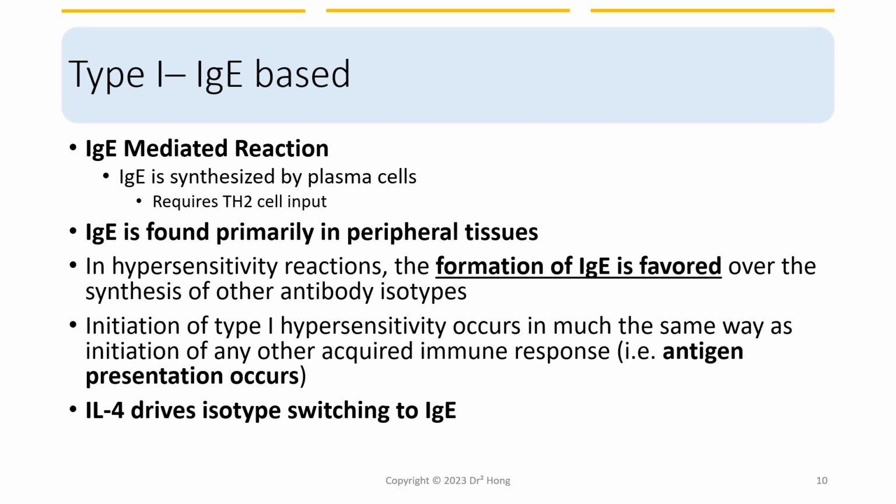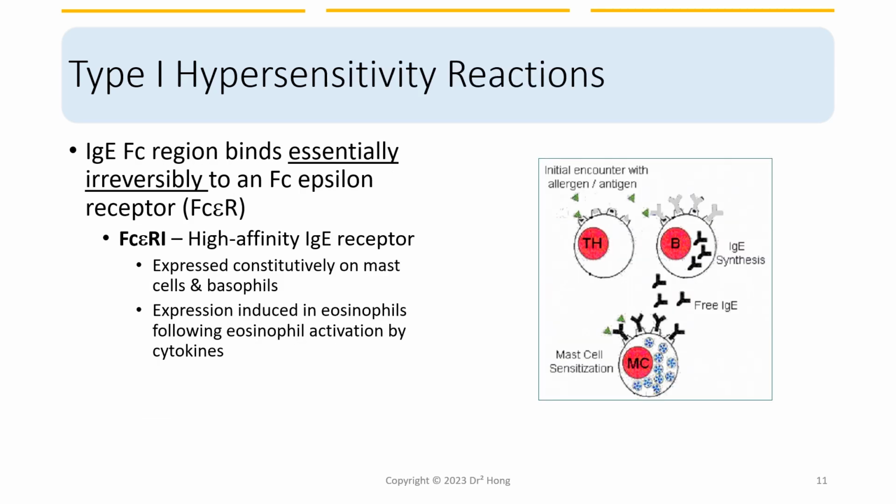Inhalation of an allergen in type 1 hypersensitivity occurs in much the same way as any other acquired immune response, for example, antigen is presented. And it is noted that IL-4 drives isotype switching to IgE in this case. Now let's look at the details of how type 1 is driven by IgE.